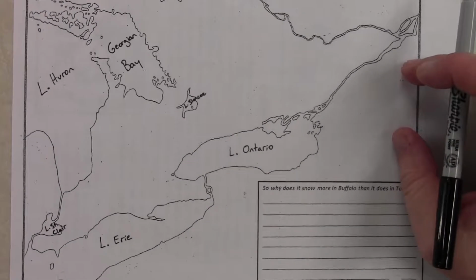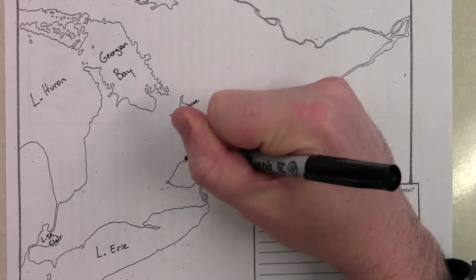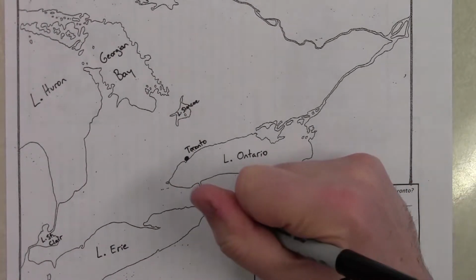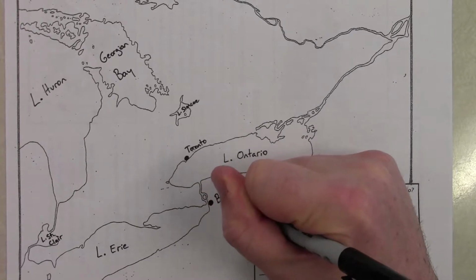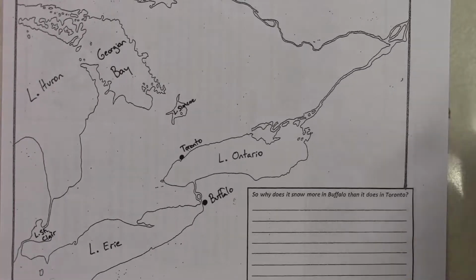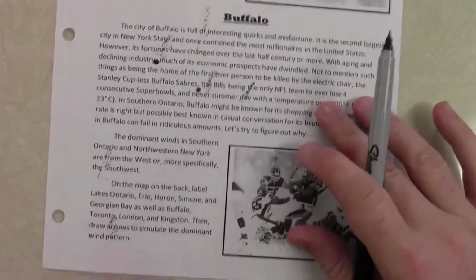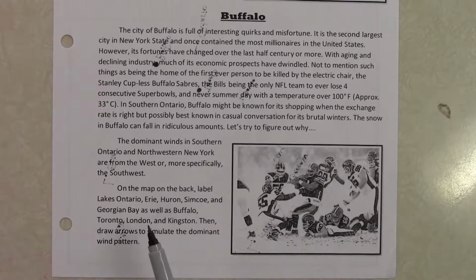Okay, so now we're looking to label a few cities here, so you should know where we are. Somewhere in that general area right there, and we'll call that Toronto. Okay, and then somewhere right around there, towards the end of the lake, you got the lovely city of Buffalo. Okay, so we're talking about a concept of lake effect snow here, and so my overall question at the bottom, so why does it snow more in Buffalo than it does in Toronto? If you go to the bottom corner of your page here, it says label Lake Ontario, Lake Erie, Lake Huron, Lake Simcoe, Georgian Bay, as well as Buffalo, Toronto, London, Kingston.